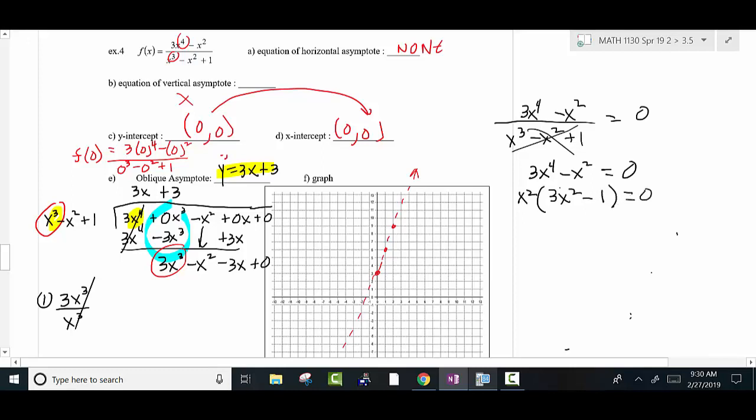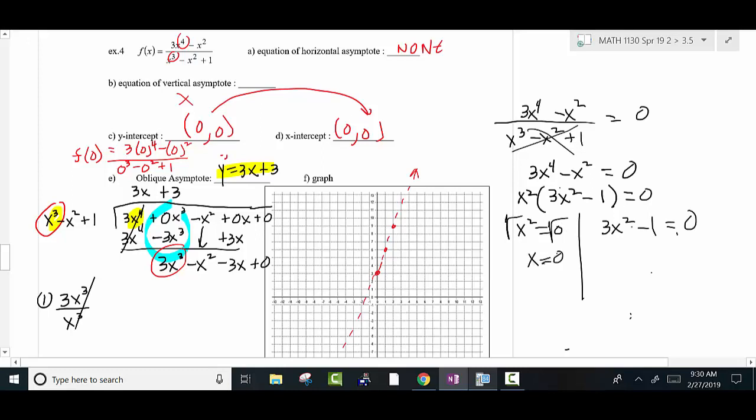Okay, I'm just setting the numerator equal to 0 and then solving that way. And then we're going to get a couple of things on this. We get x squared equals 0. We can solve. And then we have 3x squared minus 1 equals 0, and we can solve that. Okay, so this one is going to give an x-intercept of 0, which we already figured out anyway.